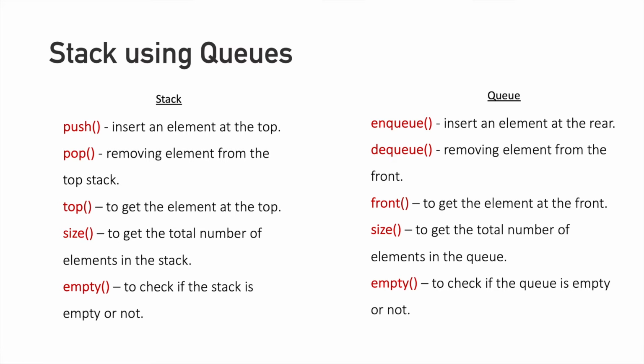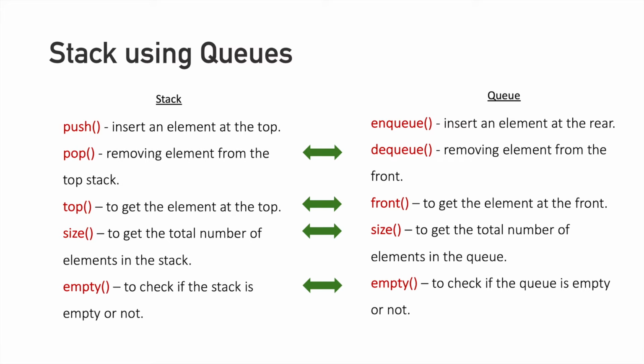So starting from the bottom of the list, we see that the empty method in both the data structures is same, that is it tells us whether the data structure is empty or not. Moving upward, we see that the size method is also same in both the data structures, which gives us the total number of elements in the data structure. Now comparing the top and the front method, as we have decided that the top pointer of the stack will be represented by the front pointer of the queue, we can say that the front and the top method both have the same functionality as they give us the element at the starting of the data structure. Similarly, comparing the pop and the dequeue method, we can say that they have similar functionality as they both remove the element from the starting of the data structure.